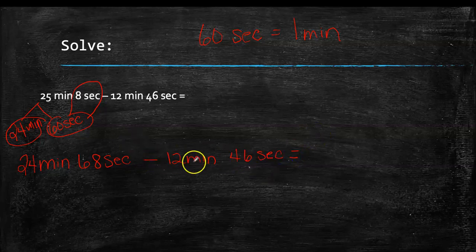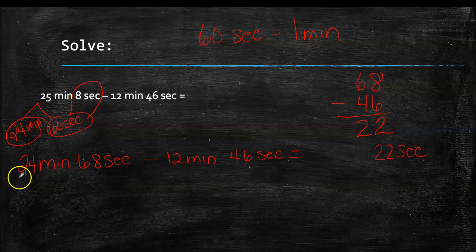Again, this is not a mental math problem, guys. We need to make sure we're showing our work. 68 minus 46. I have 8 ones. Can I subtract 6 ones? Yes, I can. I get 2 ones. I have 6 tens. Can I subtract 4 tens? I can, and I get 2 tens. So that leaves me with 22 seconds.